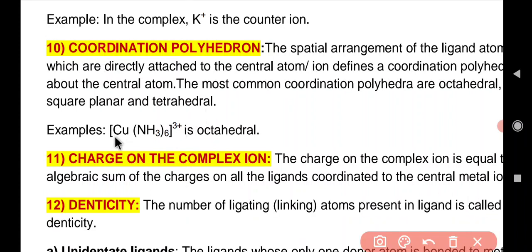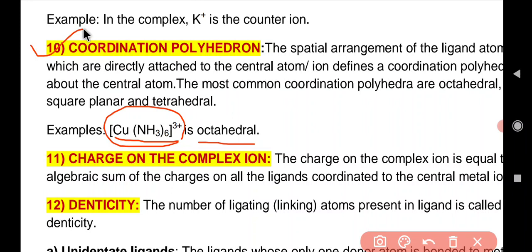As you could see, copper is bound with 6 ammonia, and it is octahedral in shape. What is the meaning of octahedral in shape? Octahedral means it has a square plane with 2 groups, one above and one below the plane. So that was about the coordination polyhedron, which we had already discussed in our last class.